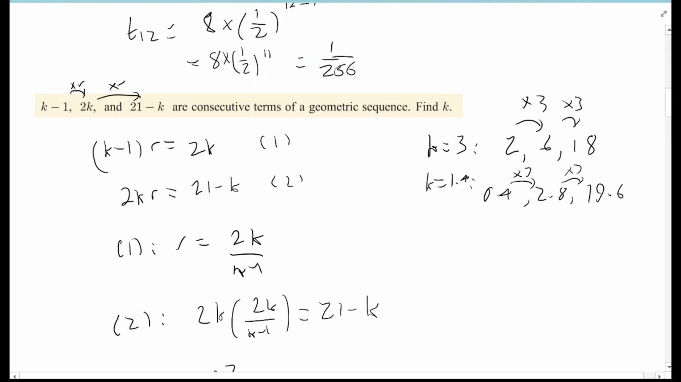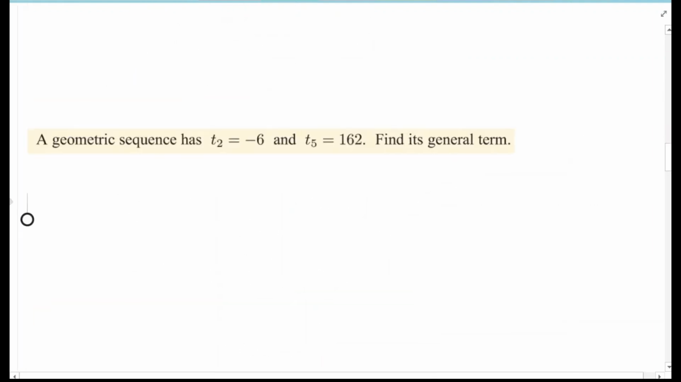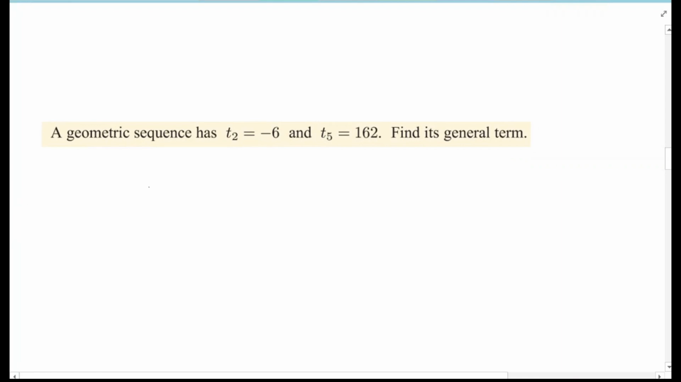All right. Now we got this other geometric sequence. We want to find its general term. So -6 is sort of t2. Then we're going to go to t3, t4, and t5 is 162. So I'd be timesing by r to get to all those.